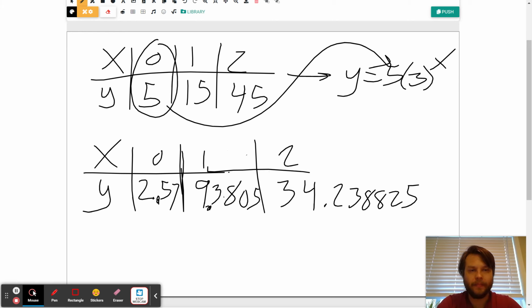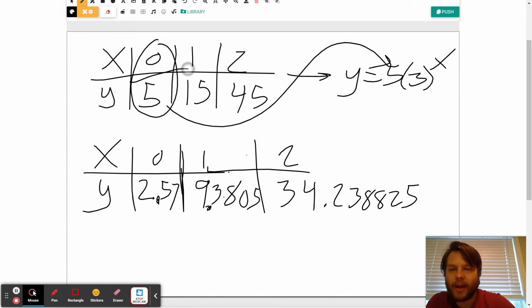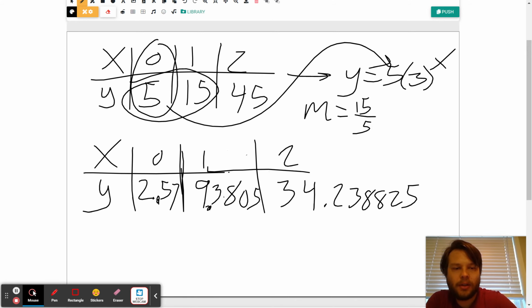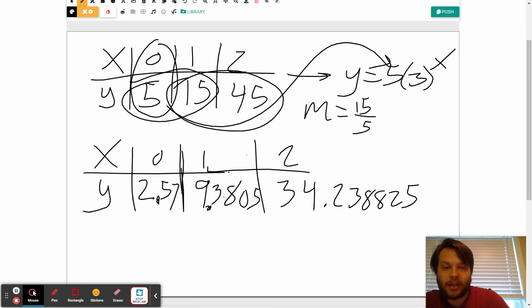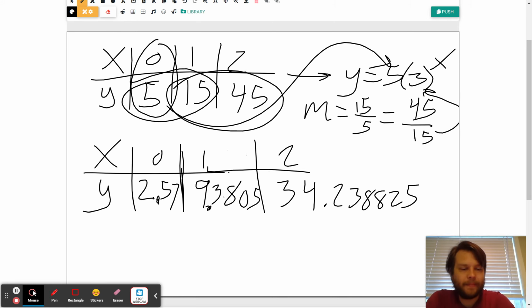You divide. If I take my two y values right next to each other and I go 15 divided by 5, or there's nothing special about those two y values, I could have done the other two y values, 45 divided by 15. That's how you get your m. So no matter how hard the numbers look, you're dividing your y values to figure out what the multiplier is.